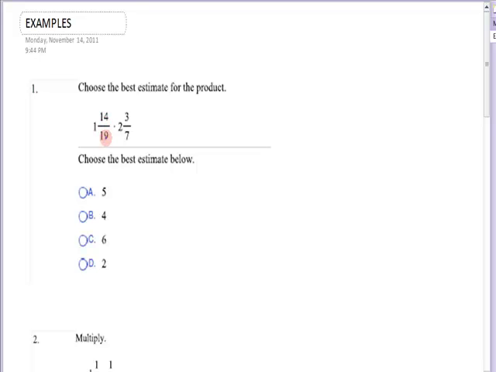So 14/19 is more than half. So this number is going to be considered to be 2. I'm going to put the approximate symbol. The second number, 3/7. Well, 3 is less than half of 7, so I'm going to just throw that away. So this is approximately 2 times 2, or 4. So that's all we're going to do when we're told to estimate.